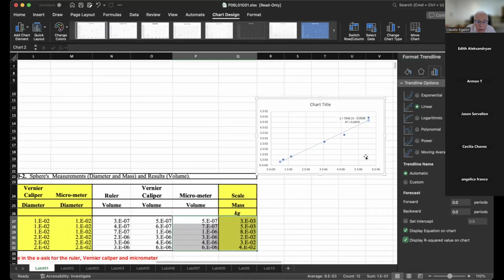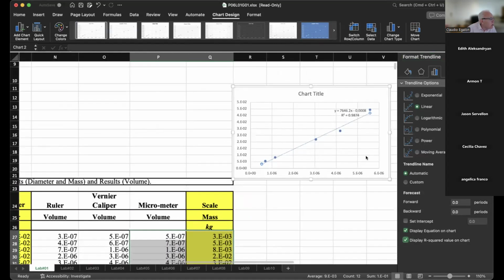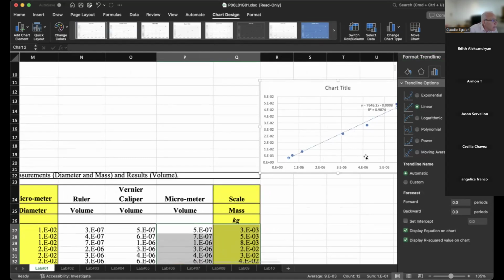Okay, so what you're getting there for the slope is 7846. Let me see if I get the same thing. 7846. I'm getting exactly the same. Okay, so we successfully plotted the mass versus volume for the micrometer.